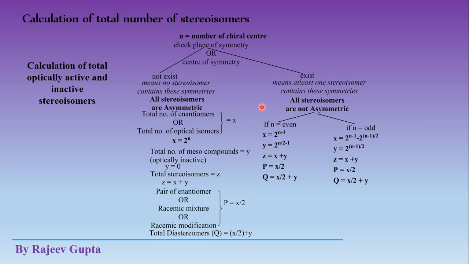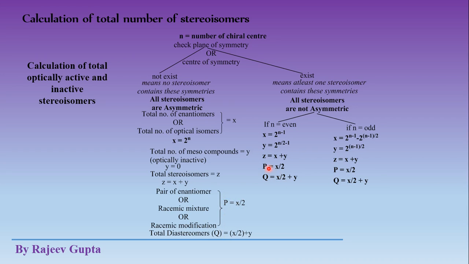For some examples, or for simple molecules, we can find the total stereoisomers very easily, even if we don't remember these formulas. But if we remember these formulas, then it is better. Okay, x equals 2 to the power n minus 1, y equals 2 to the power n by 2 minus 1, z equals this, p and this. The p and q formulas are the same for both conditions.